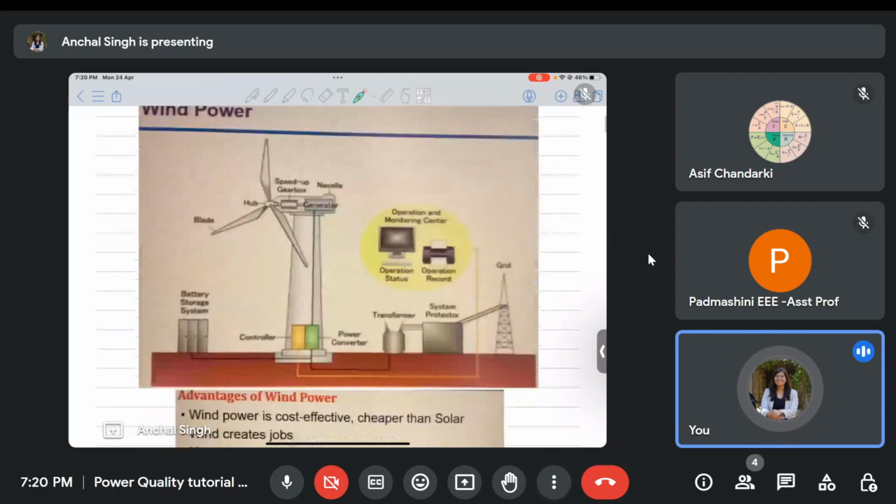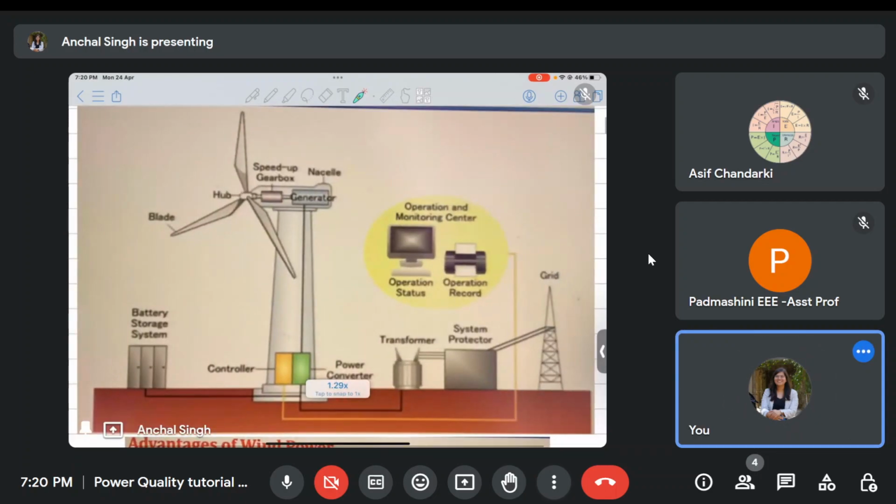If you look at the diagram of wind power generation, this is called the hub. On the hub these blades are mounted, and when these blades rotate they drive a gearbox inside, and this gearbox is connected to the generator. The electricity generated by this generator goes to the power converter, and the output of this power converter is given to a transformer. Then a system protector is connected in order to take care of lightning or any other power surge problems, and then it is connected to the grid.